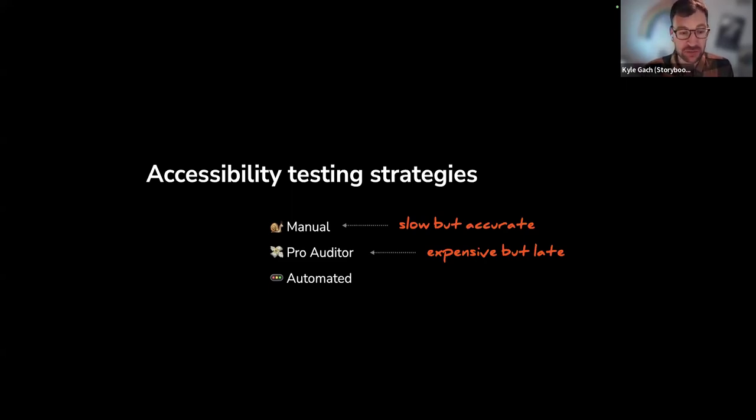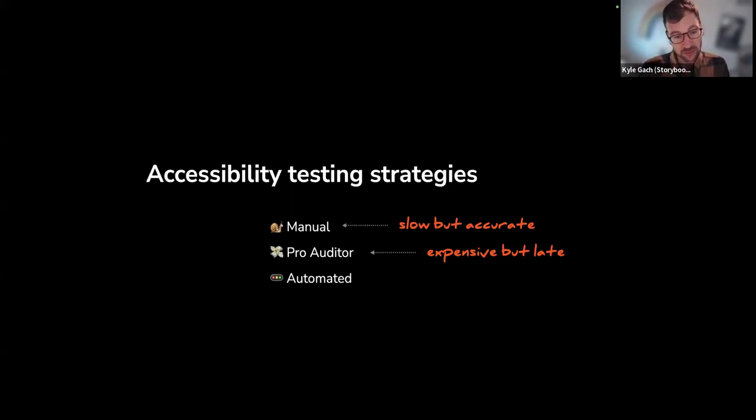So the next strategy would be hiring a pro auditor. This is usually a professional consultancy that comes in and assesses your entire app page by page and produces a report, usually a VPAT, or Voluntary Product Accessibility Template, which is a really useful report for auditors and for legal folks, but not so useful for developers in the day to day. It can be really hard to extract a to-do list from those things.